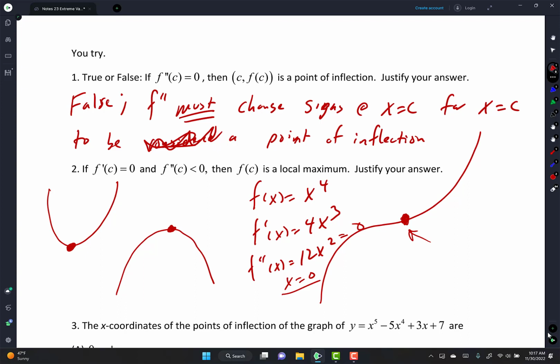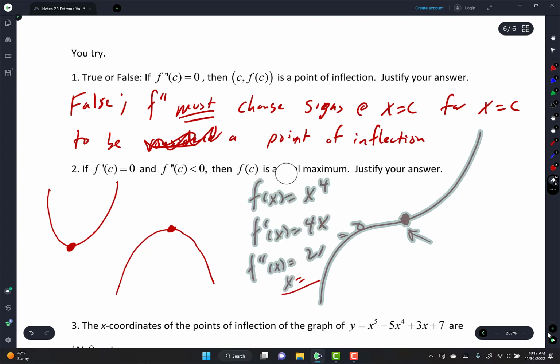Basically, what I'm trying to say is that number 1 could be true in some scenario, but it's not a statement you can make because it's not always true. Correct. The second derivative must change signs. I was confused because I was picturing that graph. Yeah, the second derivative must change signs.